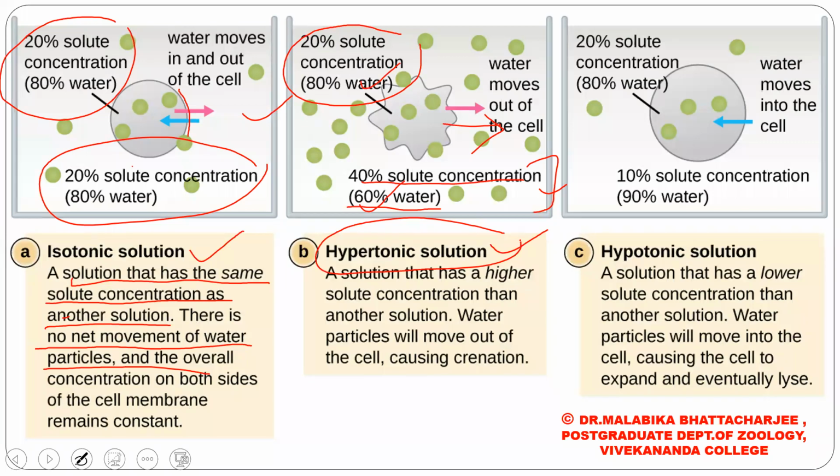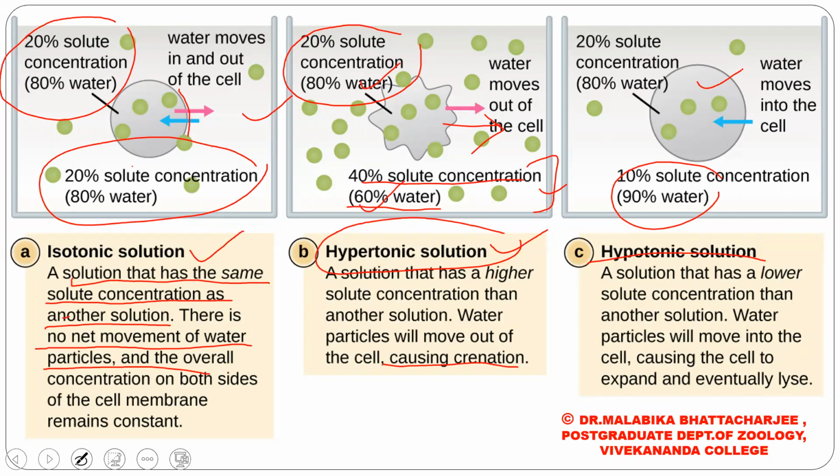So the cell will tend to shrink. So you can see it causes crenation. And finally, if you place a cell in a hypotonic solution, you have guessed it by now that a hypotonic solution will have more water concentration compared to the interior of the cell. So again, as I said, the tendency of the system will be such that the concentration within the cell and the concentration outside the cell tend to be in equilibrium.